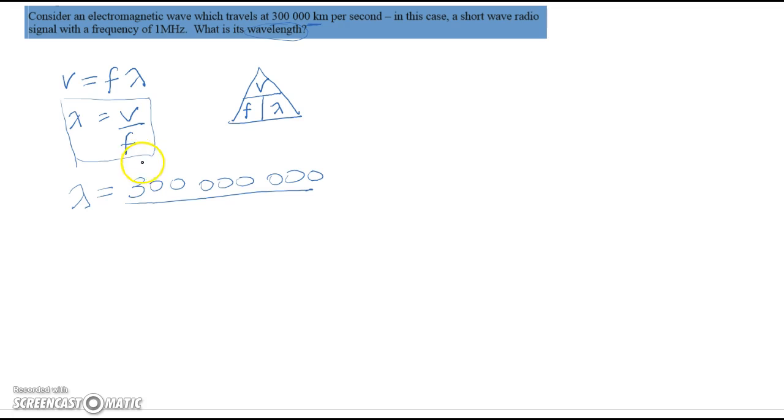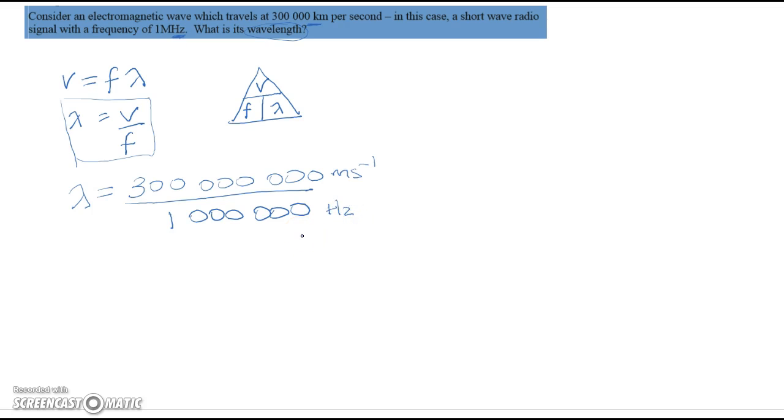Now frequency needs to be in hertz, okay, that is the standard unit for frequency, and here we have megahertz. Now a megahertz is going to be a million times bigger, so it's going to be 1 with 6 zeros, and that's going to be now in meters per second minus 1, and this one's going to be in hertz.